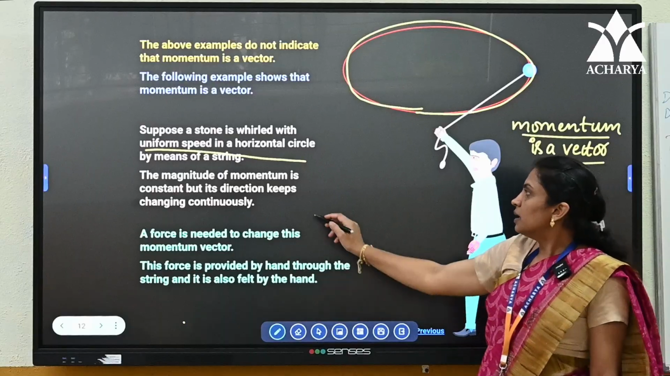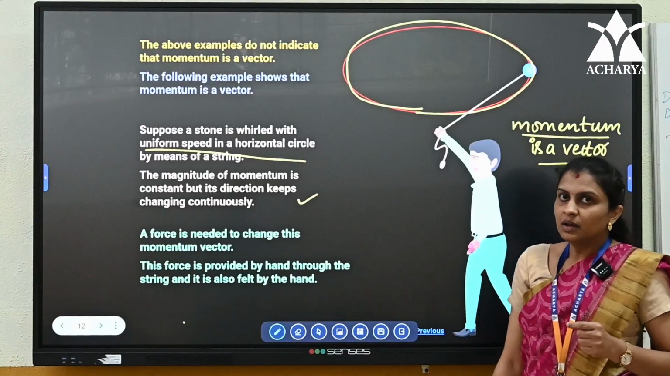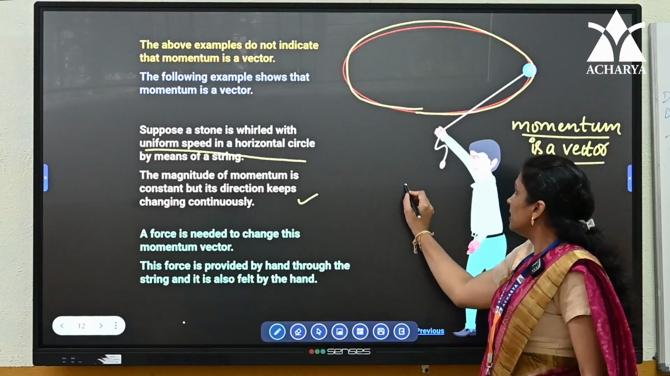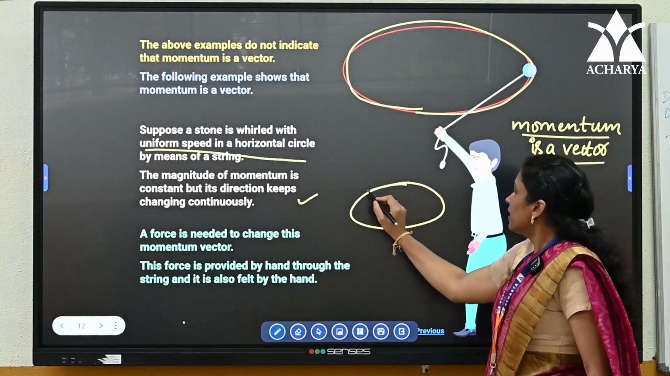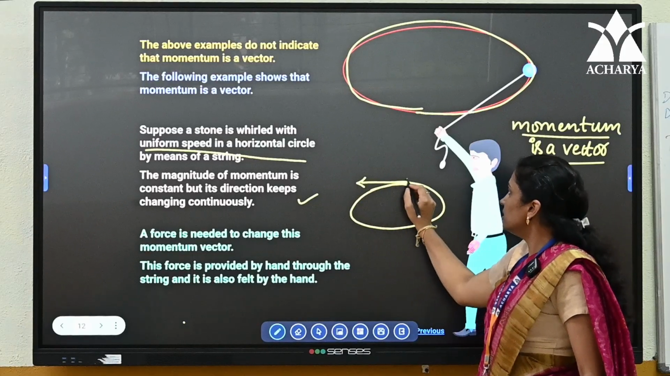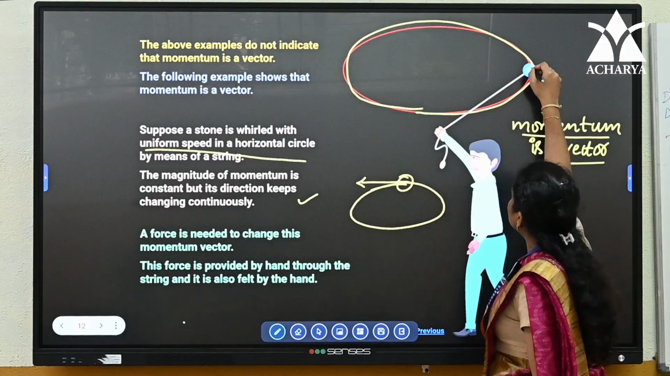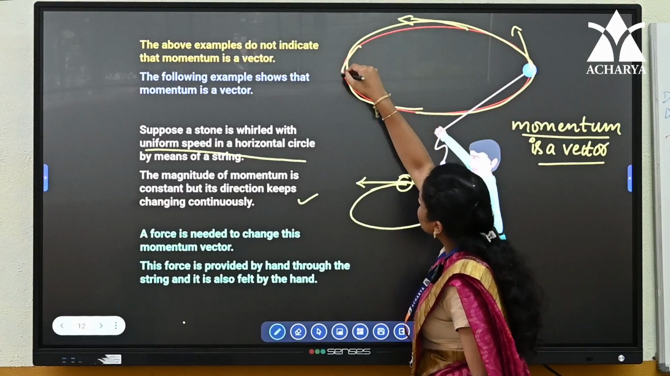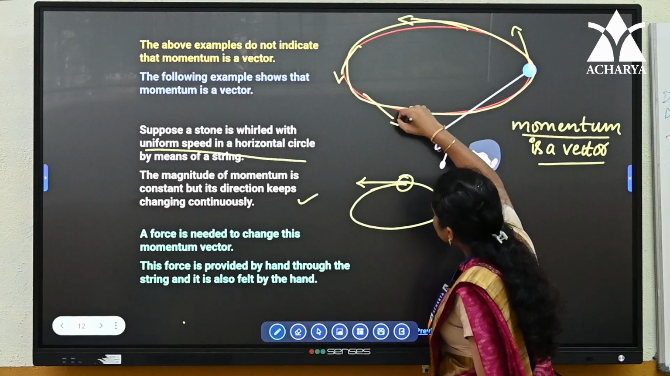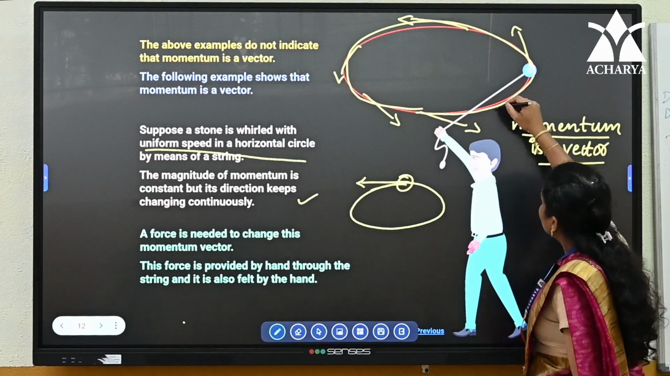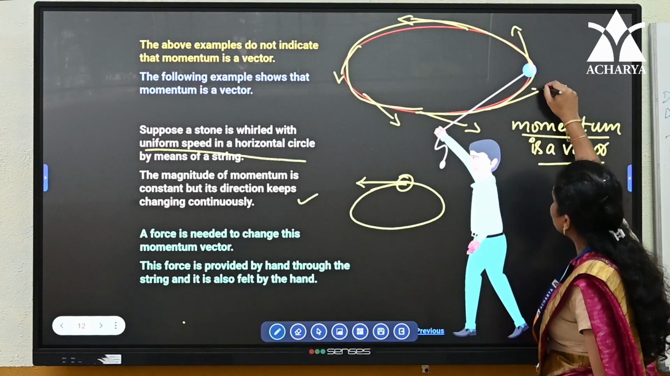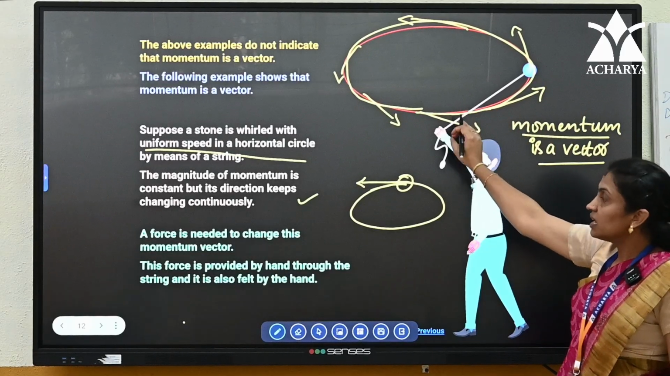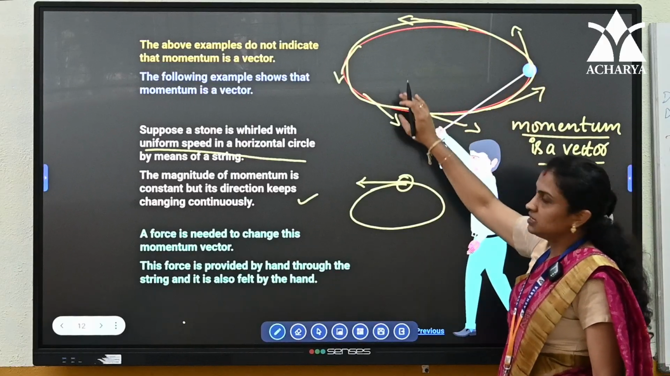Then the next point is the magnitude of momentum is constant, but the direction keeps changing continuously. See, the man is whirling the stone in a circle, but the direction is changing here. When the stone comes here, the direction is changing like this. The magnitude of the momentum is constant, but the direction is continuously changing.